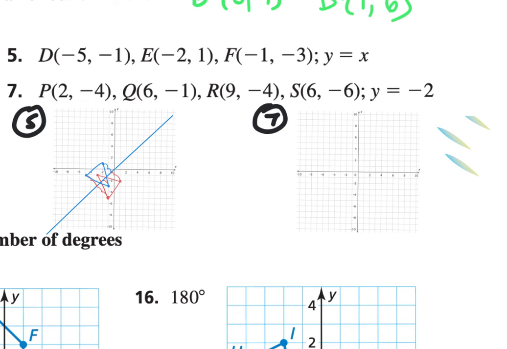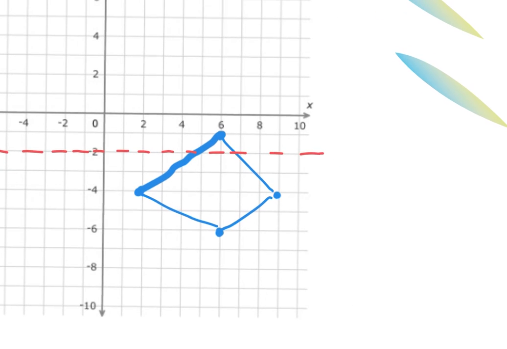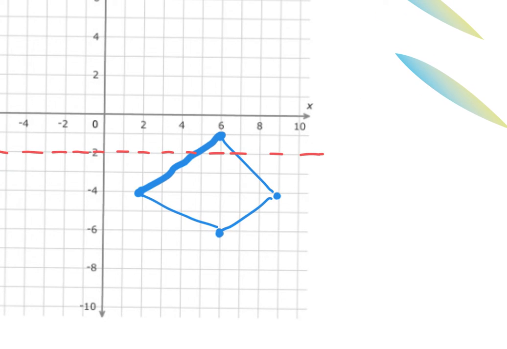7, last reflection 2, negative 4, 6, negative 1, 9, negative 4, and 6, negative 6. And I'm reflecting over y equals negative 2. So y equals negative 2 is a horizontal line. All of these, I'm going to move vertically. So this is 1 unit up. I'm going to move 1 unit down.